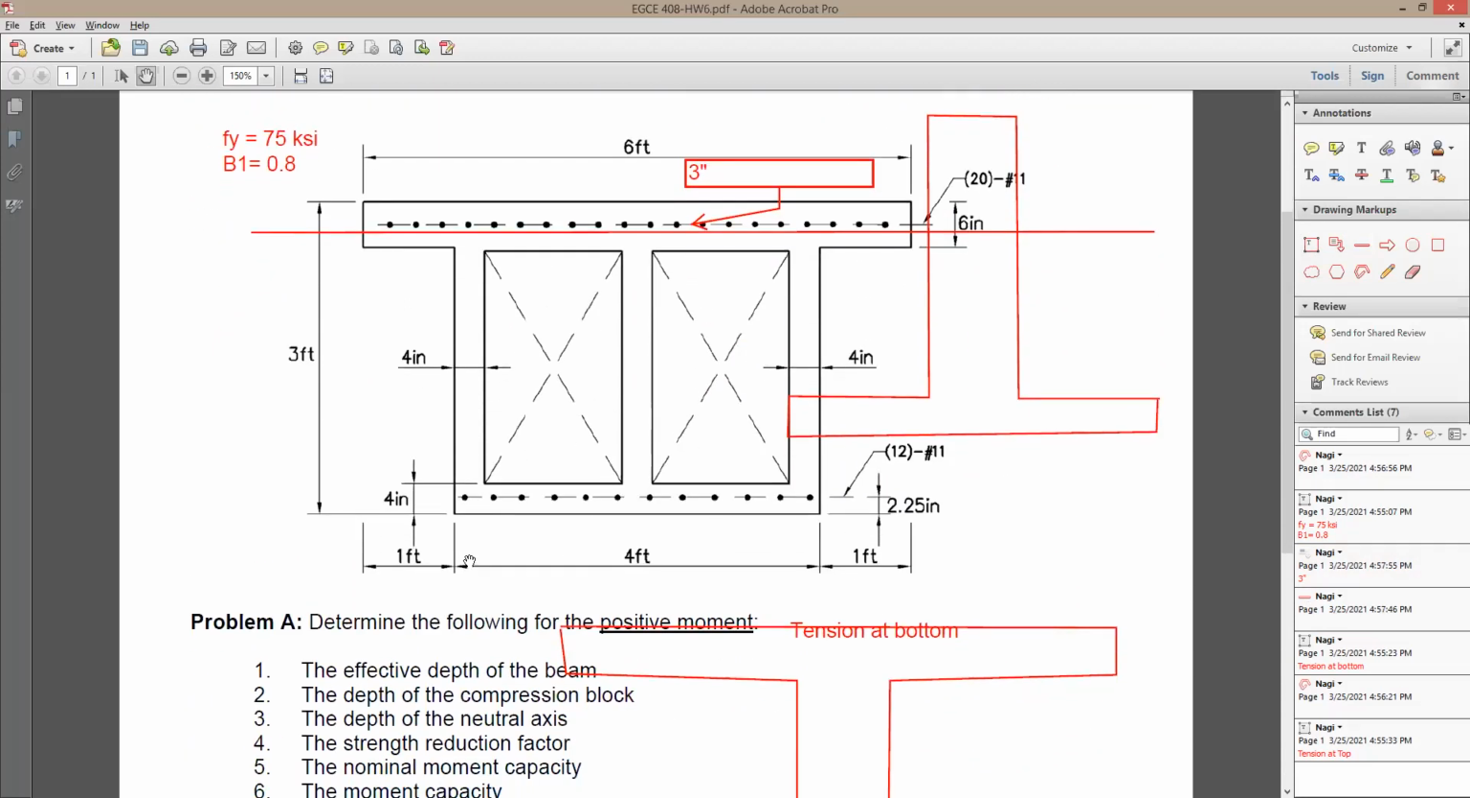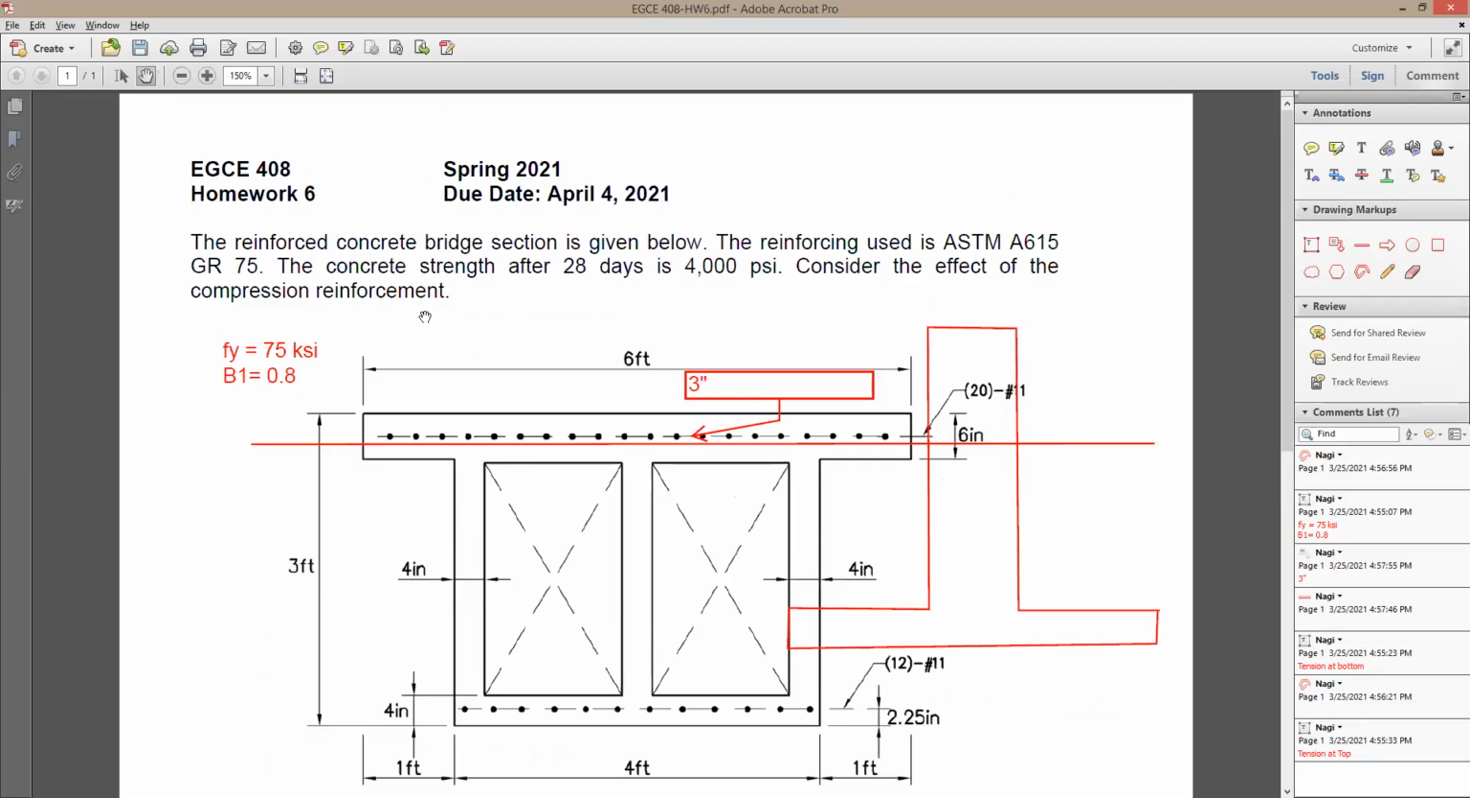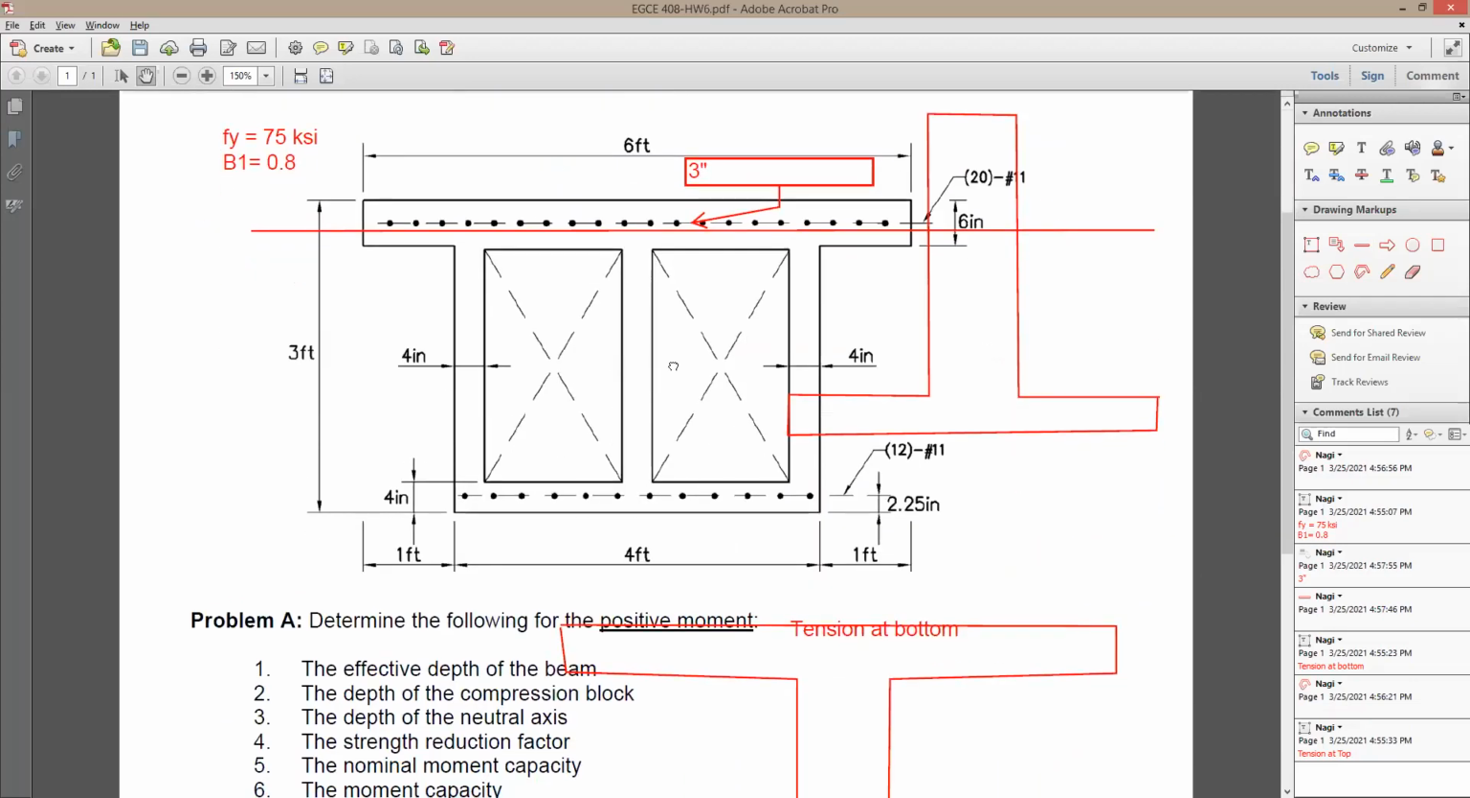Now, when you do here the positive moment, which means tension at the bottom, do you really need to consider this to be compression? Let me see here. It says consider the effect of the compression reinforcement. So you're going to have here As prime. So you need to be careful on the way that you design this.